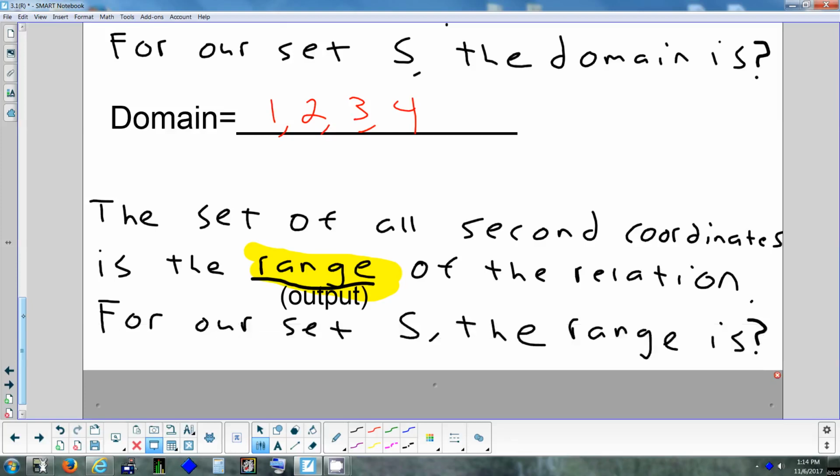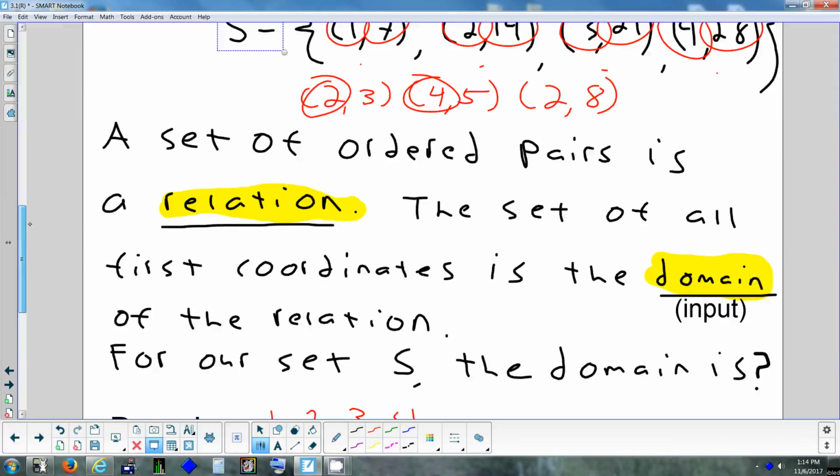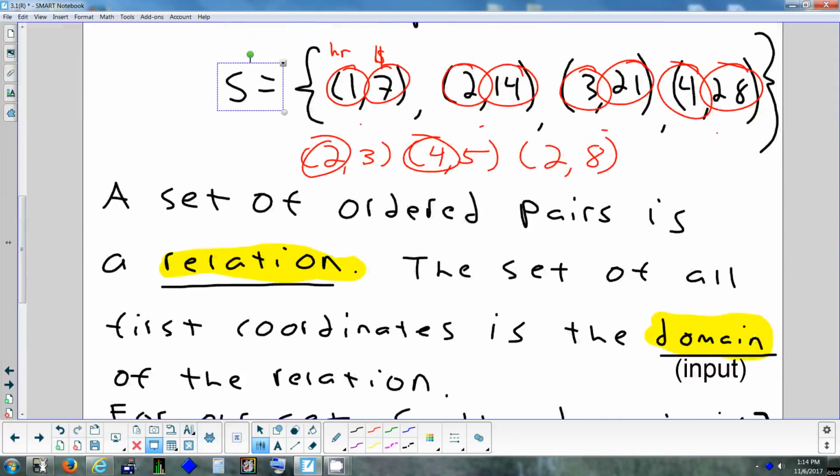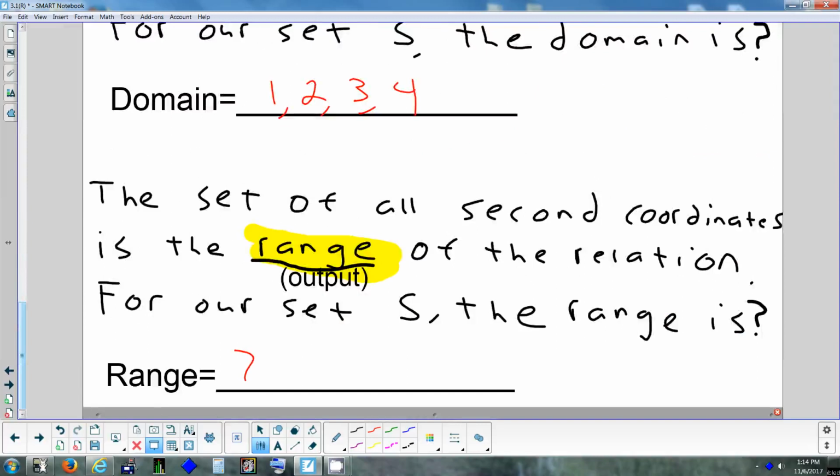So for our set, what are the y values? What's the range? 7, 14, 21, 28. Again, same deal, if you have a y value that repeats, you don't need to say it every single time it repeats. You just have to say it once. If you say it more than once, it's fine, but you don't need to. Okay, any questions on those two words? Domain, x's, range, y's. Question?